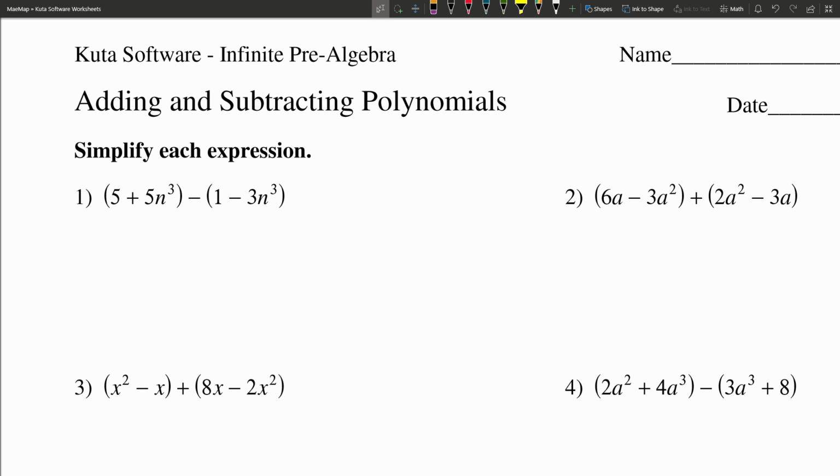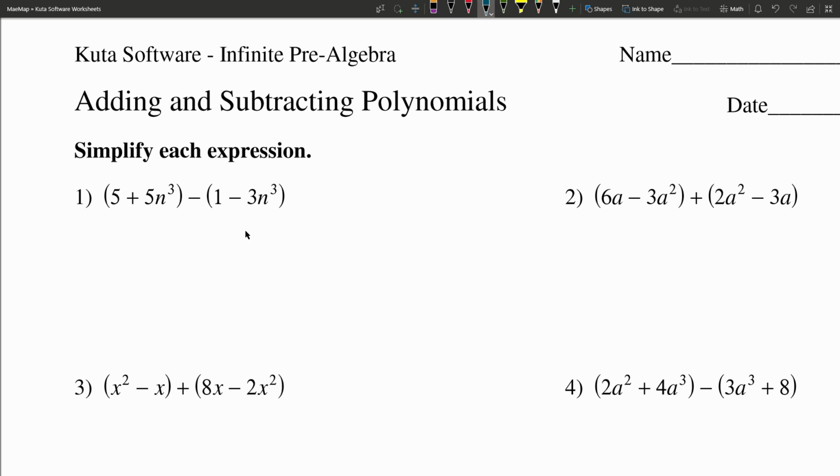Now, our set of instructions are to simplify each expression. And in order to simplify expressions, what we need to do is group the like terms. So let's look at number 1. In number 1, I have 5 plus 5n cubed minus 1 minus 3n cubed.